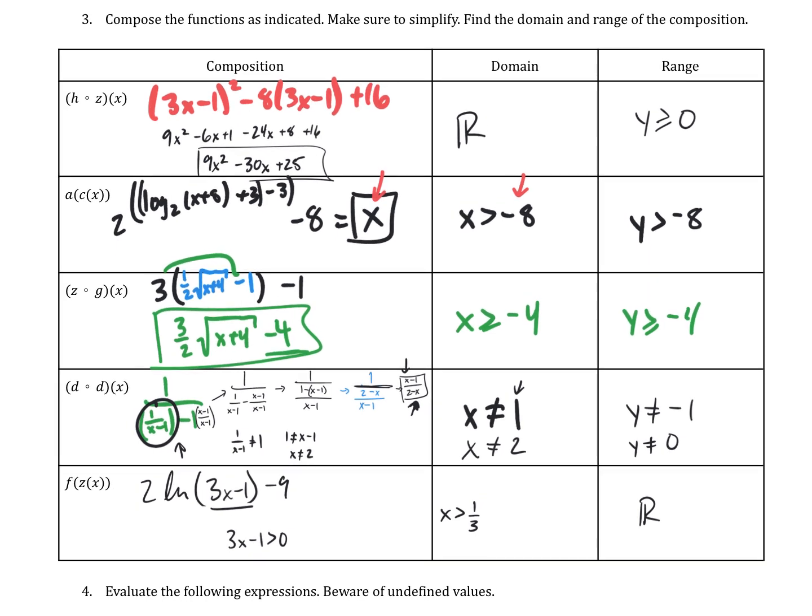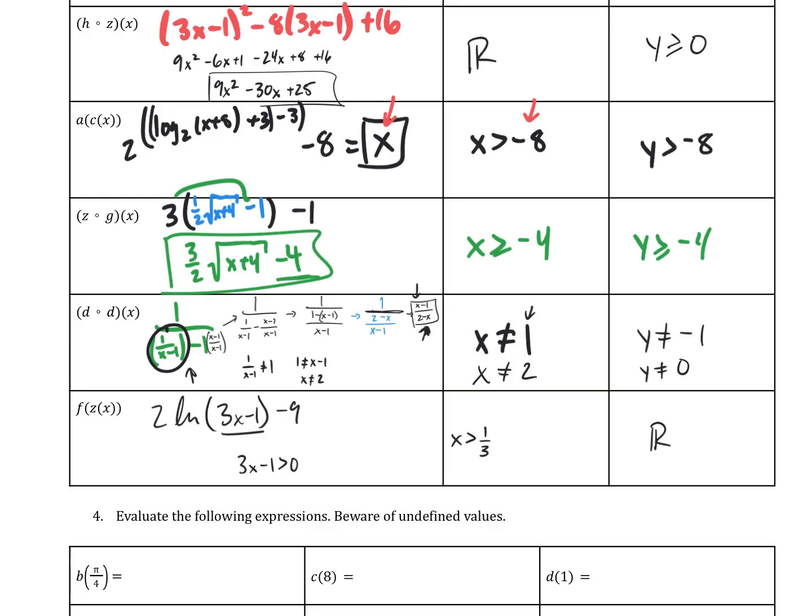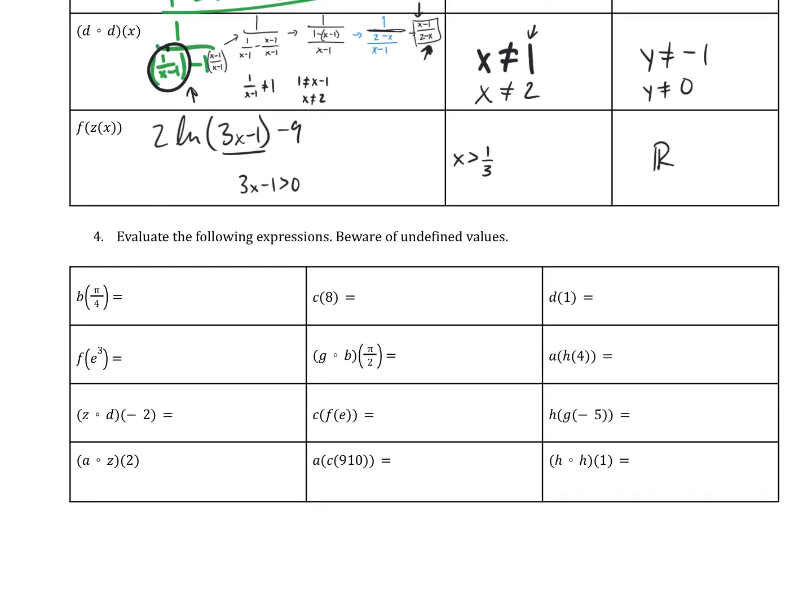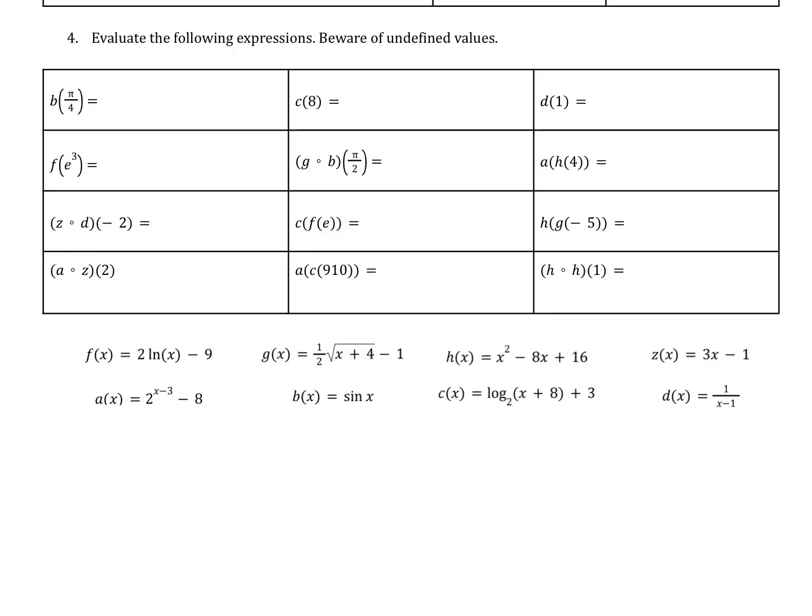I got to do the evaluating with these on the bottom. I'm going to go steal the functions so that I can pull them to the bottom of the screen so we can actually work with them in a second. Okay, here we go. So I need to do b of pi over 4.